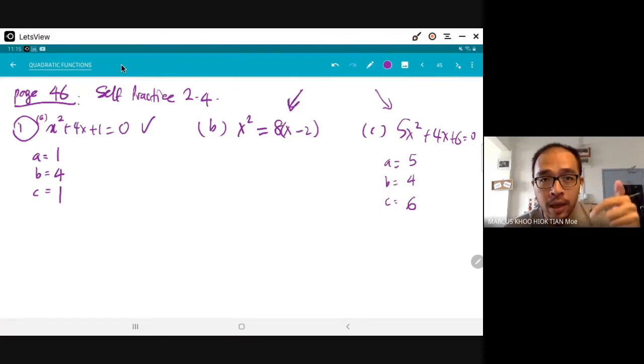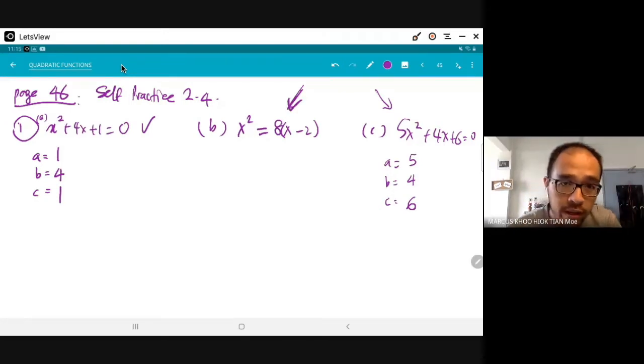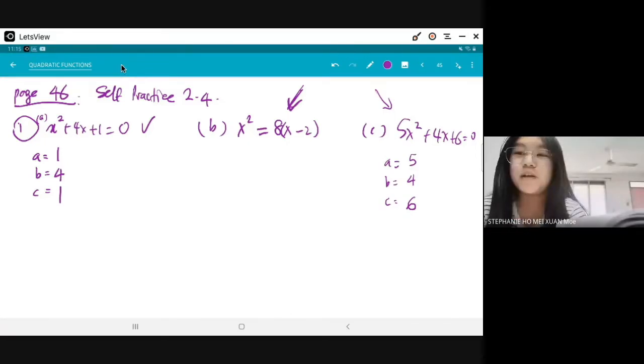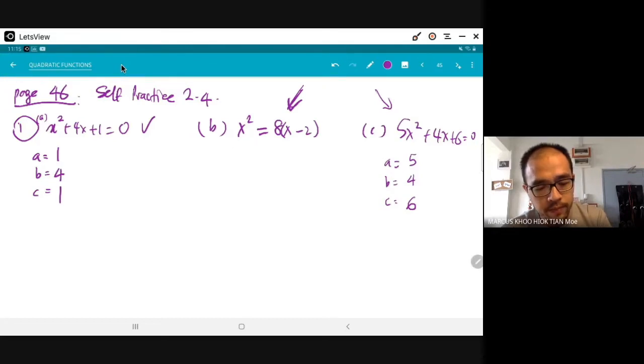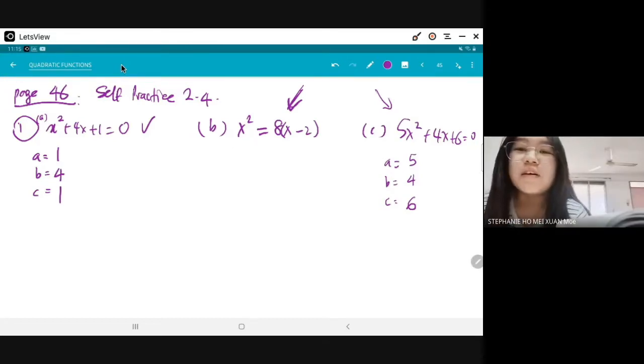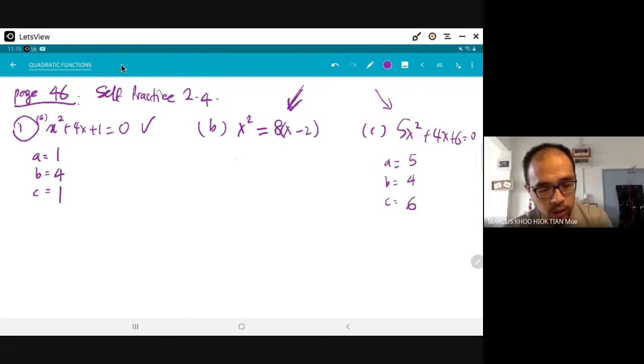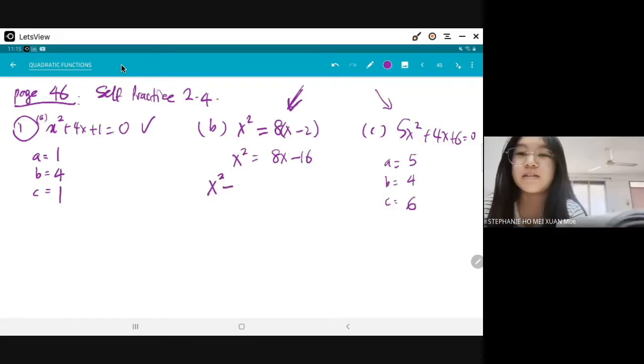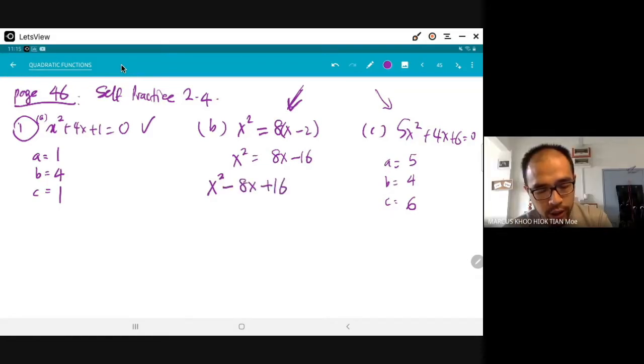Stephanie, can you tell me how must I change this equation B so that I can find the A, B, and C? Open bracket, and then you move all the 8x minus 16 to the front. Okay, so when you say open bracket means this one, minus 16, move to the front means it becomes x squared minus 8x plus 16. Okay, very good. Equals to 0.